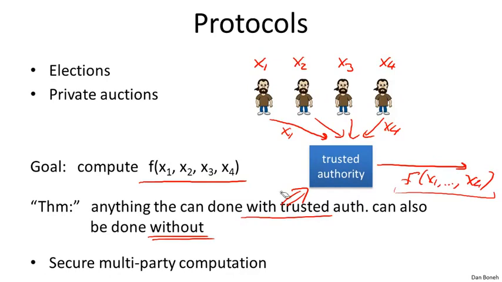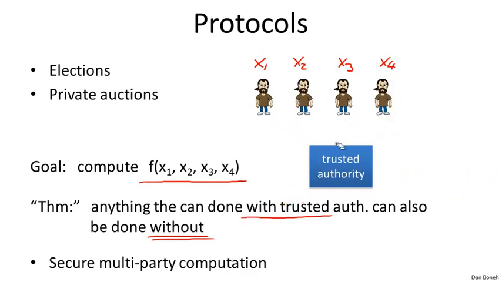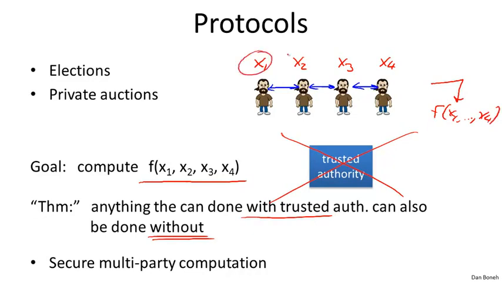Basically what we're going to do is get rid of the authority, so the parties are not going to send their inputs to the authority, and in fact there's no longer going to be an authority in the system. Instead, the parties are going to talk to one another using some protocol, such that at the end of the protocol, the value of the function becomes known to everybody, and yet nothing other than the value of the function is revealed. In other words, the individual inputs are still kept secret.